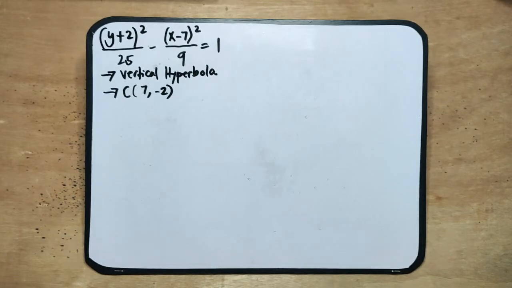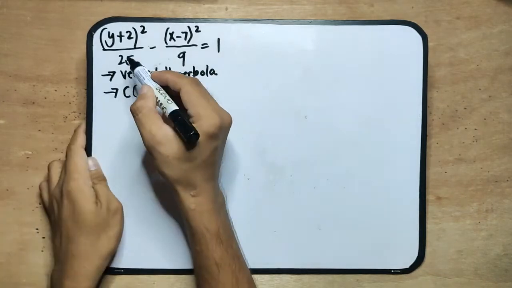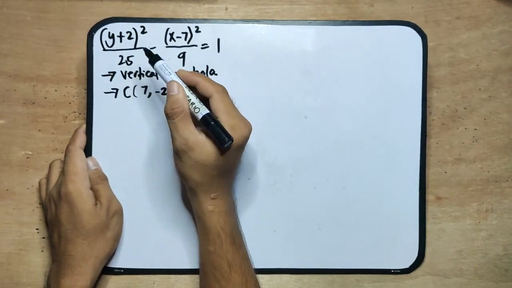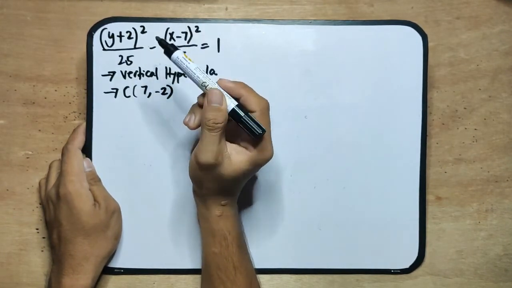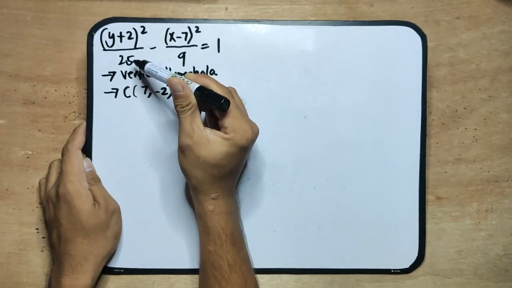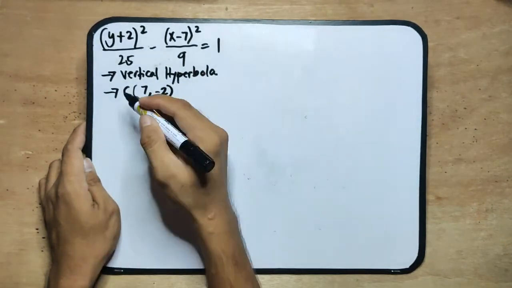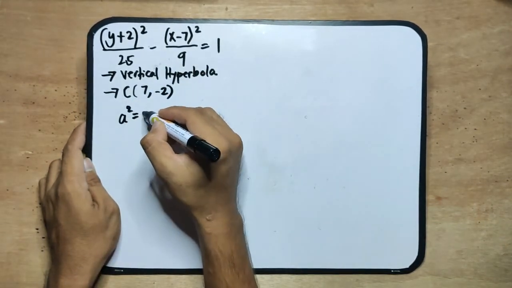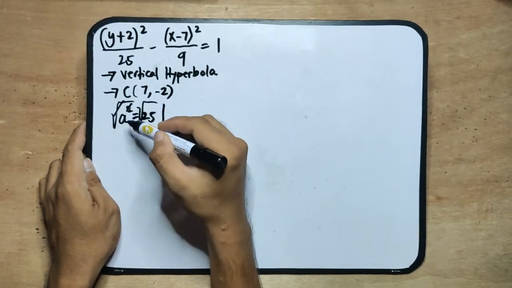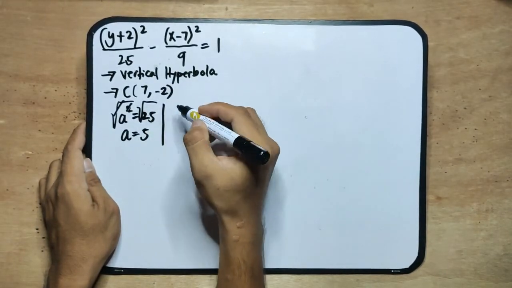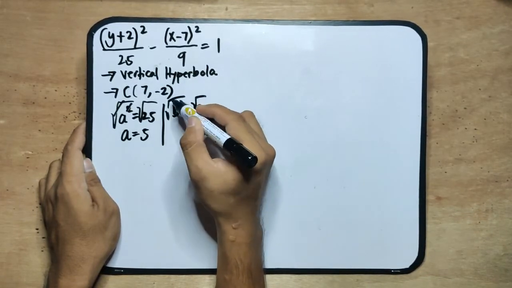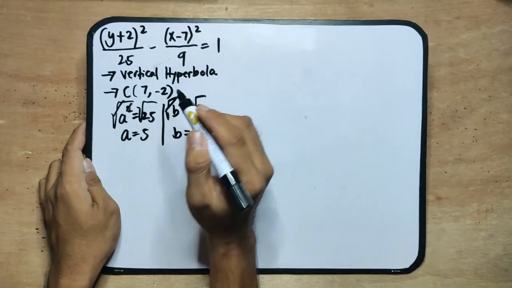Okay? So, paano natin malaman yan? This is the value of A. So, take note, kapag hyperbola ang pinag-uusapan, parati talagang nauuna si A. A lagi yung nauuna. So, we have A squared is equal to 25. Solving for the value of A here, we get A is equal to 5. And b squared is equal to 9. Solving for the value of b, we have b is equal to 3.